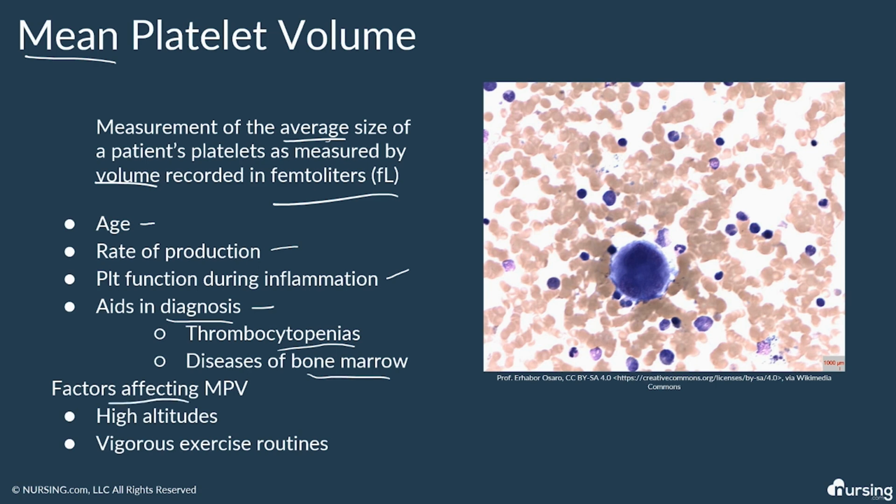Some factors that affect mean platelet volume or the average size of platelets are when you're living at high altitudes, meaning you have a lower oxygen content in the air, and in inflammatory states like vigorous exercise routines.